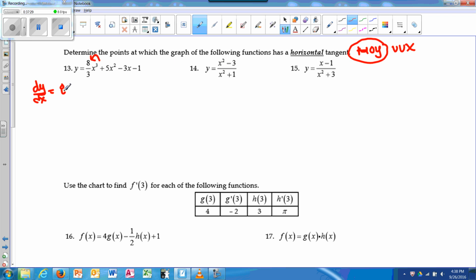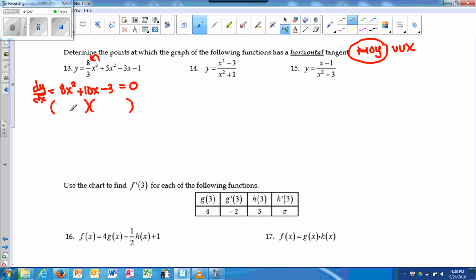Okay, so for this one, we're going to do 2 out of 3. Determine the points at which the graph has a horizontal tangent. So a horizontal tangent, remember we're going to use our Hoy of x. A horizontal tangent is a 0 slope and would be a y equals equation.